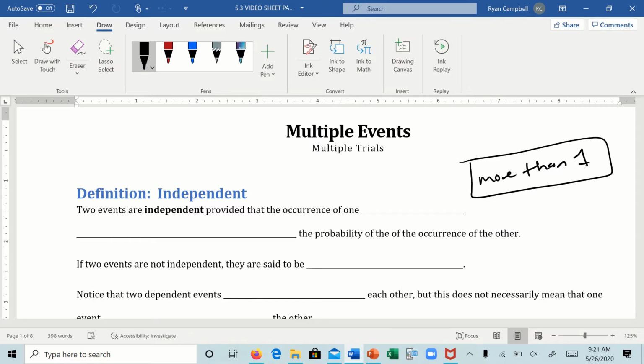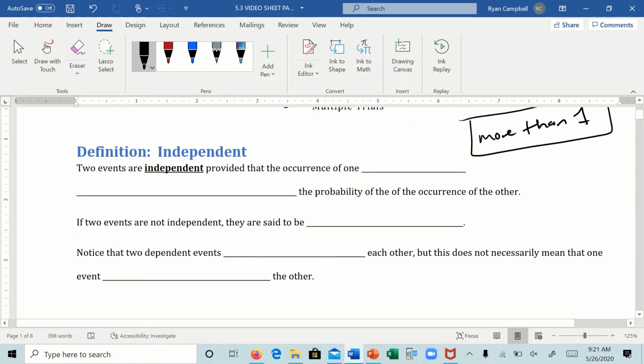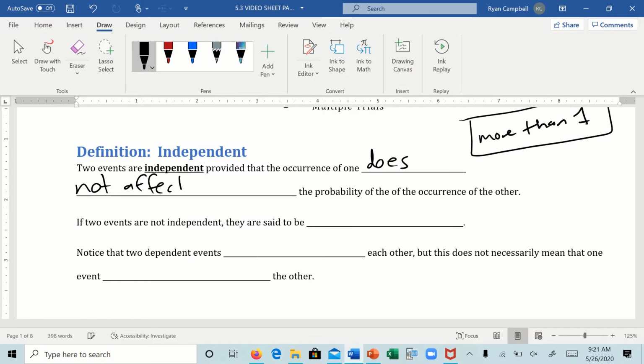All right. So first, we got to talk about independent. Independent means we say that two events are called independent, provided that the occurrence of one does not affect the probability of the occurrence of the other. So independent means that one does not affect the probability of the other. And if they're not independent, then they would have to be dependent.